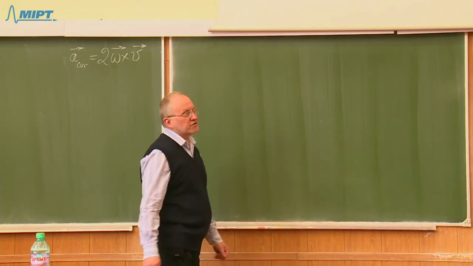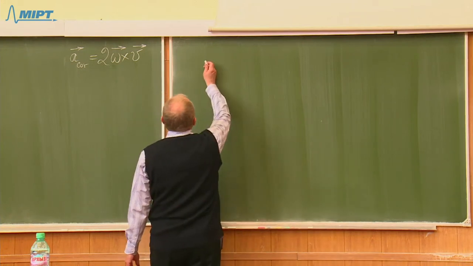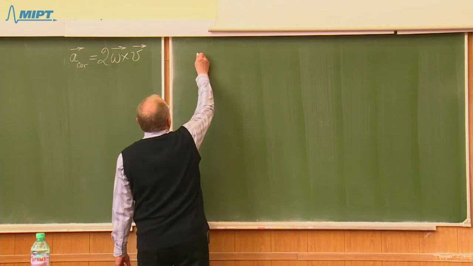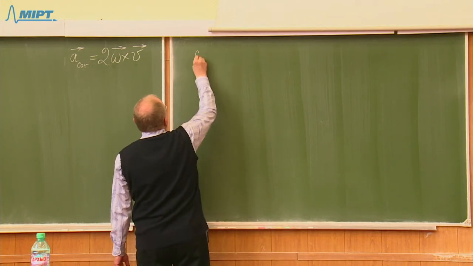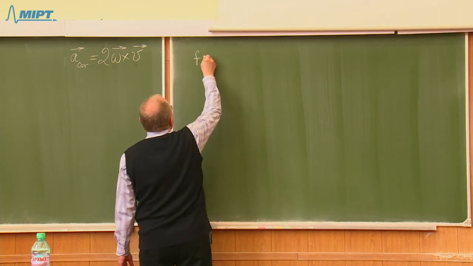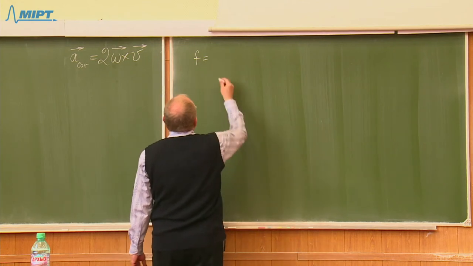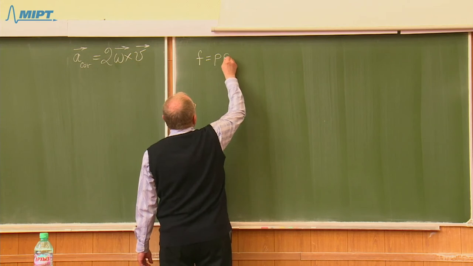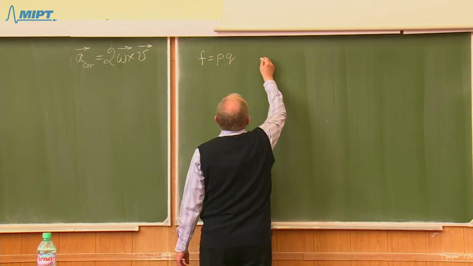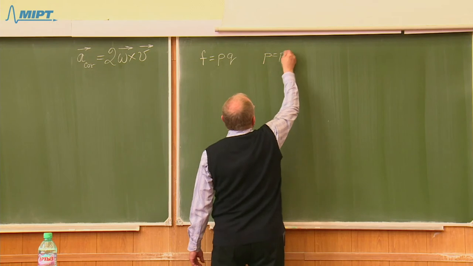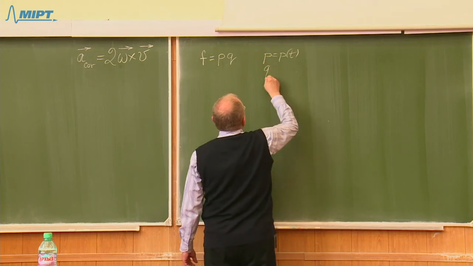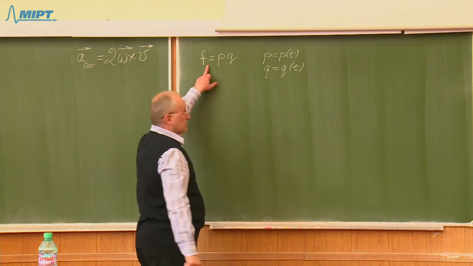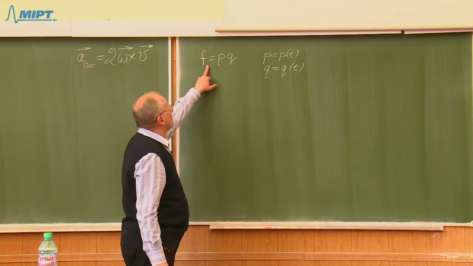The mathematics is very simple. It's all based on rules of taking and finding a derivative. Let some function f be a product of two other functions, p times q. And let p be a function of time, and q also be an arbitrary function of time, so that f is also a function of time.